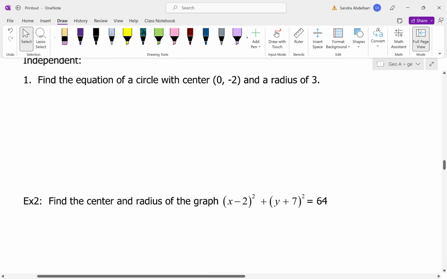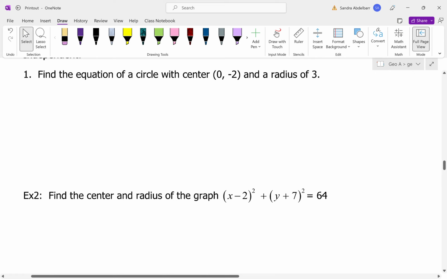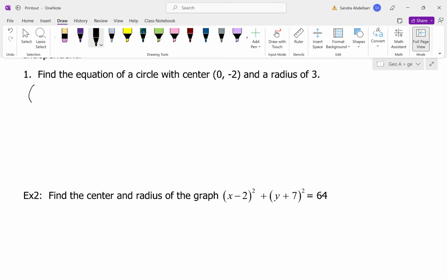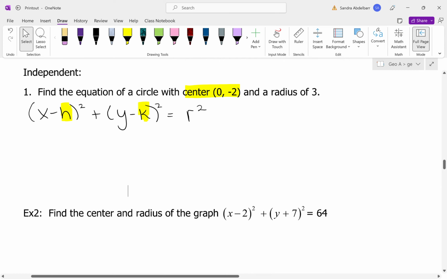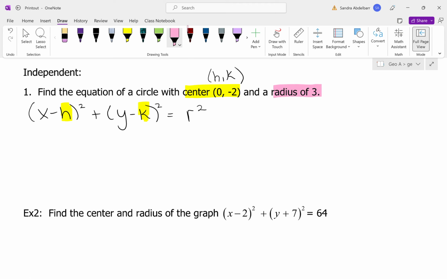We're going to do independent number 1 together. It says find the equation of a circle with center (0, -2) and a radius of 3. So once again, I want the equation of a circle in standard form. So that's (x - h)^2 + (y - k)^2 = r^2. They're telling us the center is (0, -2). And remember, the center point is represented by h comma k. And they're telling us the radius is 3, which is r.